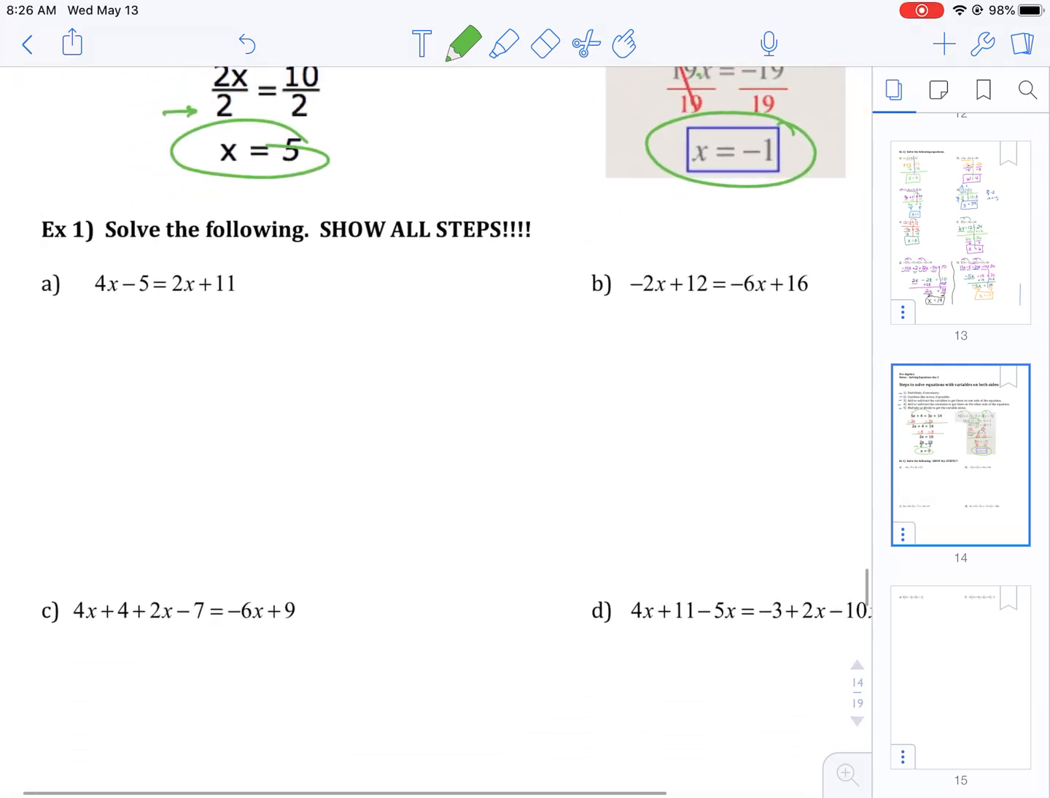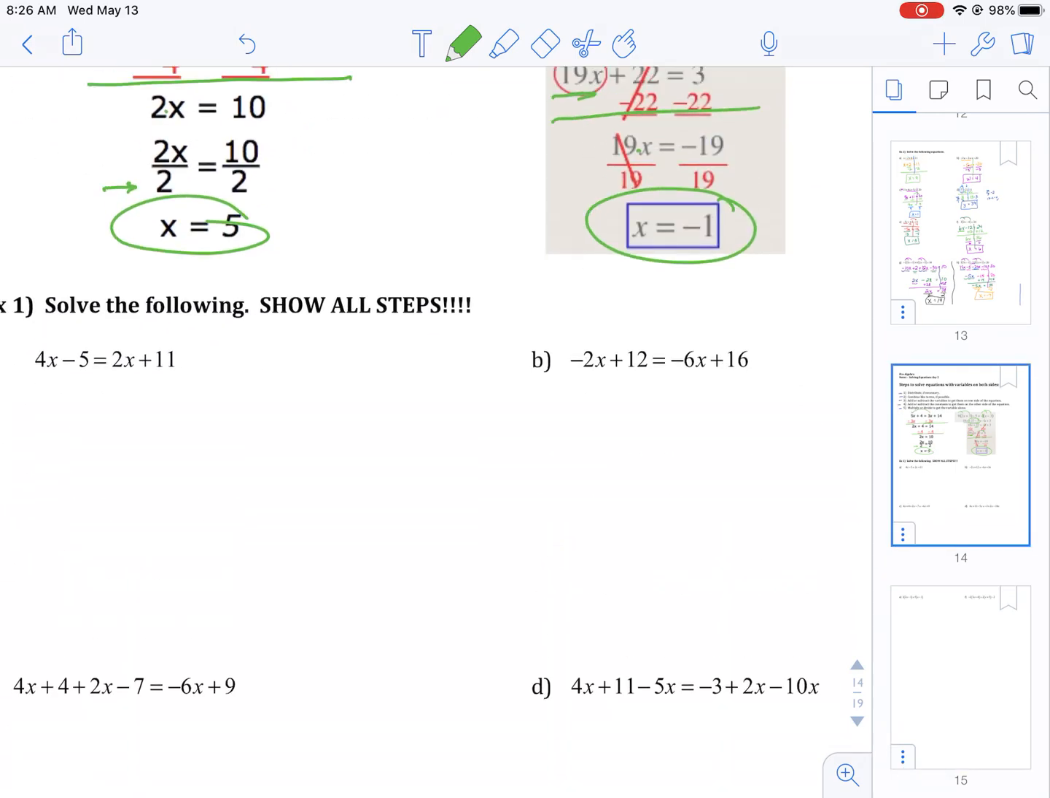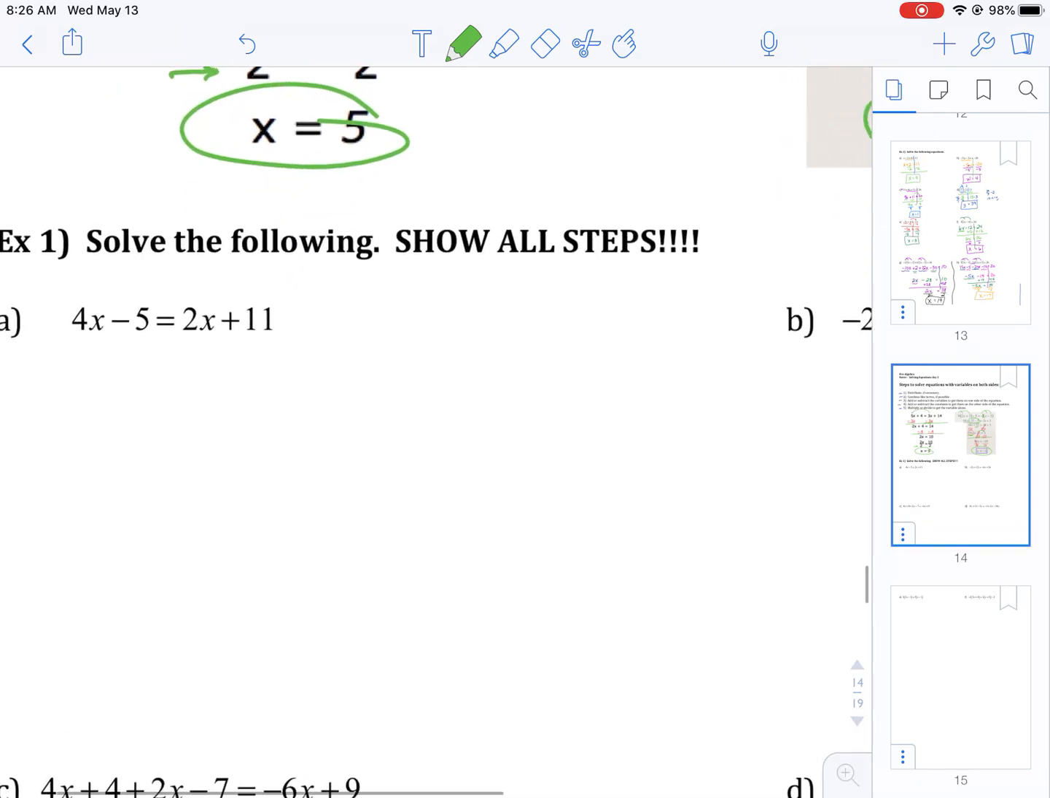All right, so we've got a few examples to do right now. And then we will be done.